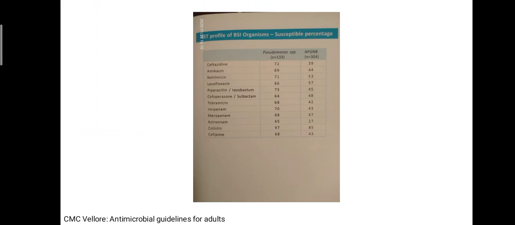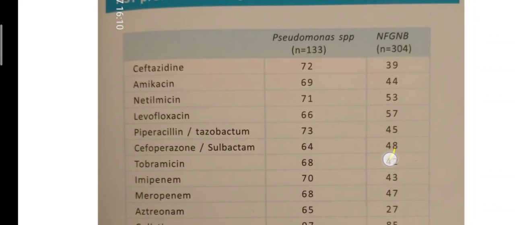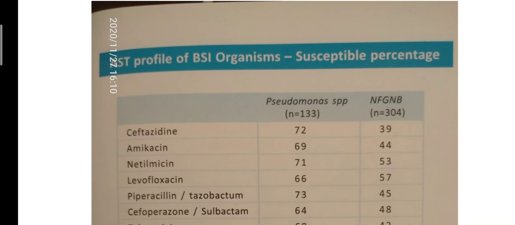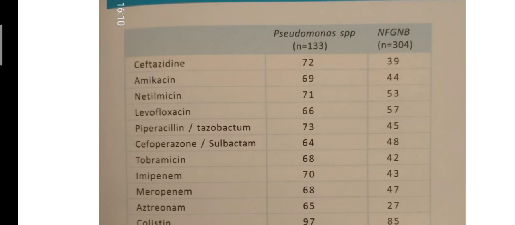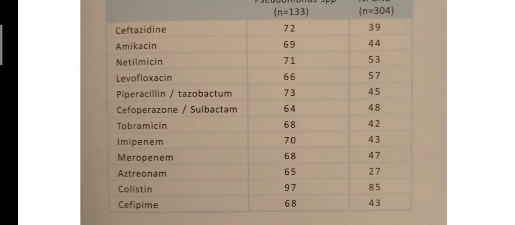I've just taken a picture from the HICC guidelines for adults from CMC. As you can see here, it's an antibiotic susceptibility profile of the bloodstream infection caused by Pseudomonas in this first column. Here they've taken this organism Pseudomonas and seen, out of the 133 cultures that have grown this Pseudomonas species, how many of them are susceptible to the list of antibiotics mentioned.